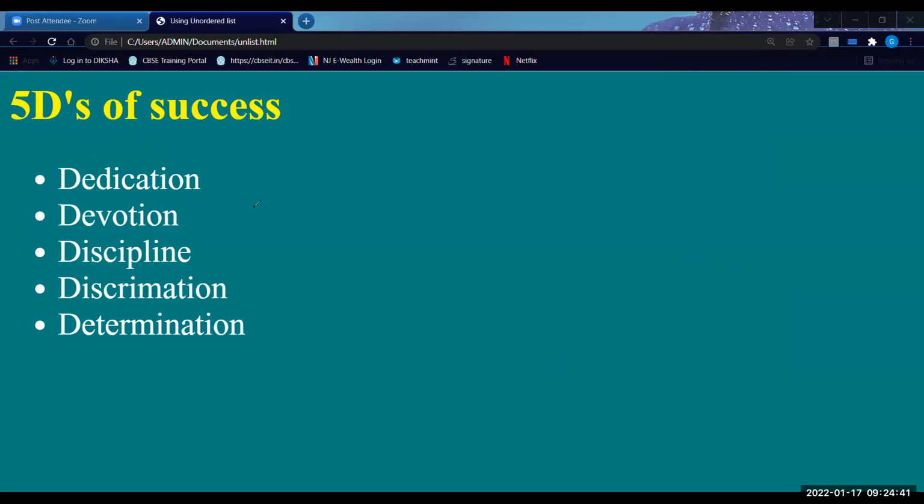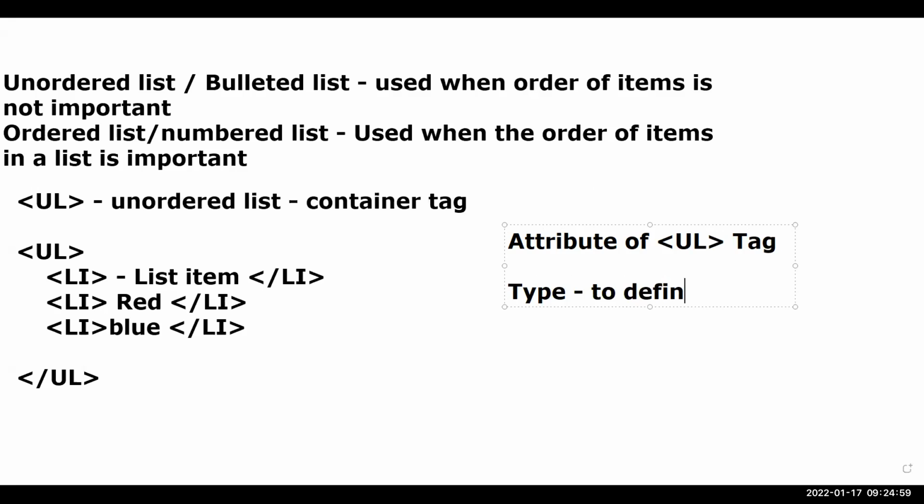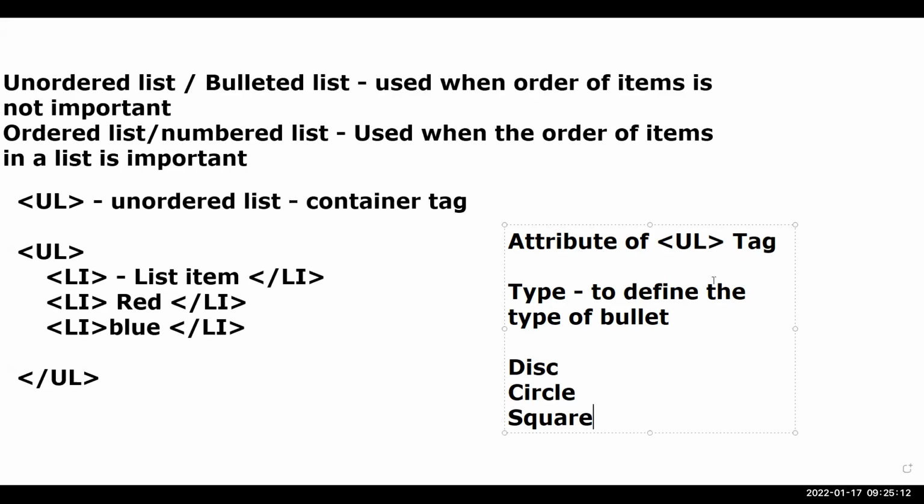Now we are supposed to type here. We are using an attribute of the UL tag. One attribute is used, that is type, to define the type of bullet. There are three values. By default, disk is there. You can give circle and you can give square. Note down three values of the type attribute: disk, circle, square.